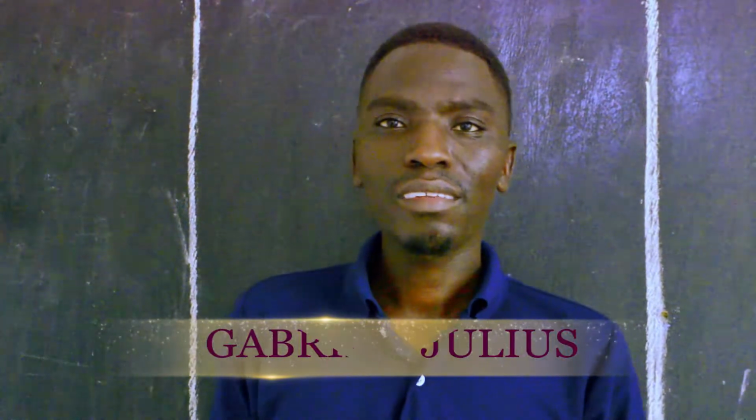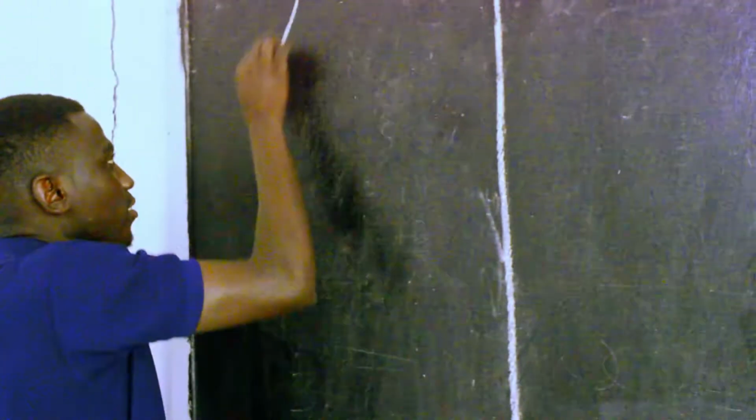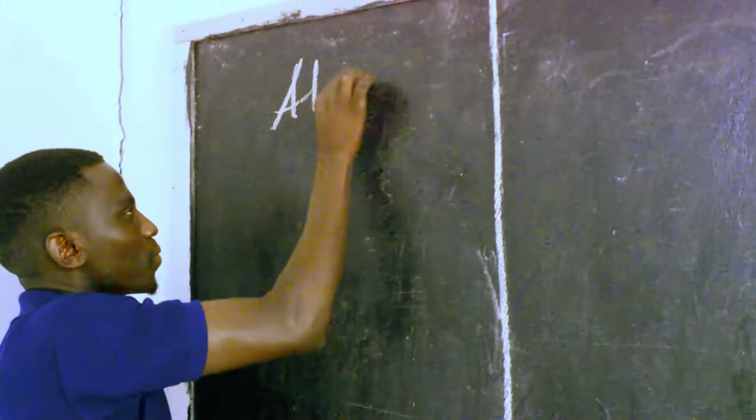Today we are going to discuss algebra. Algebra is one of the chapters in Form 1, so take your exercise book and a pen, then start following once I'm starting to solve one equation to another. Okay, you are welcome. So we are starting with algebra.